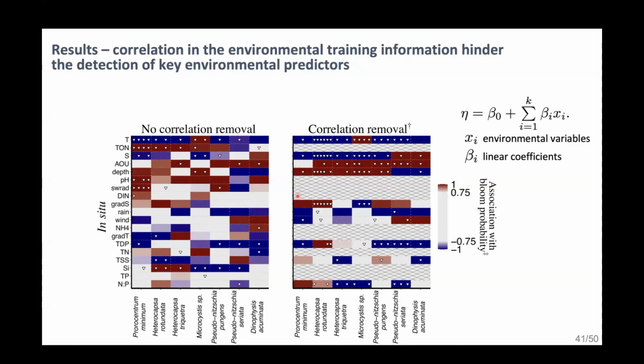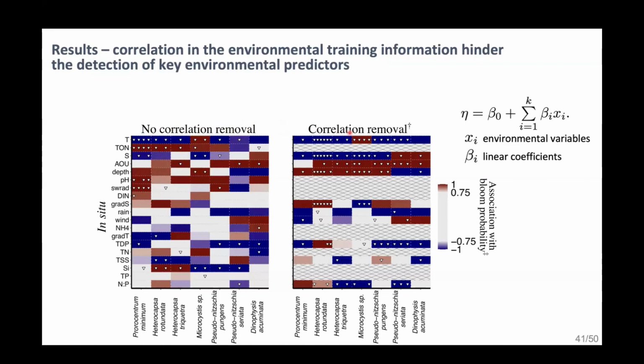Okay, when we compare left and right, we see 3 main patterns. First of all, when we do detect a strong association between an environmental variable and bloom occurrence before removing correlations, so when the color is blue or red on the left, we also typically detect the same association on the right. So when it's blue here, it stays blue. When it's red, it stays red. That's the first important result.